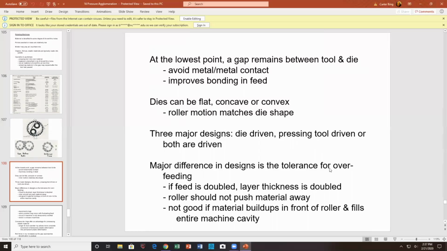A major difference in design is the tolerance for overfeeding. If the feed is doubled, the layer thickness is doubled, and the roller should not push material away. If not good, material builds up in front of the roller and fills the entire machine cavity. Boy, that would be something, wouldn't it? It just overflows.